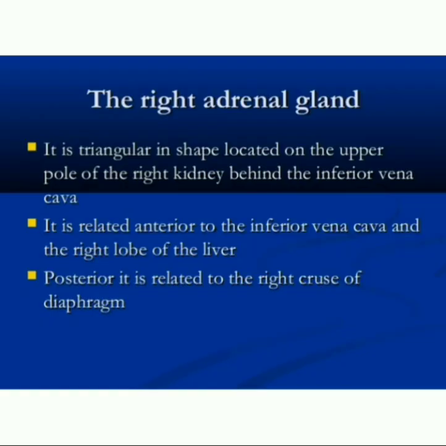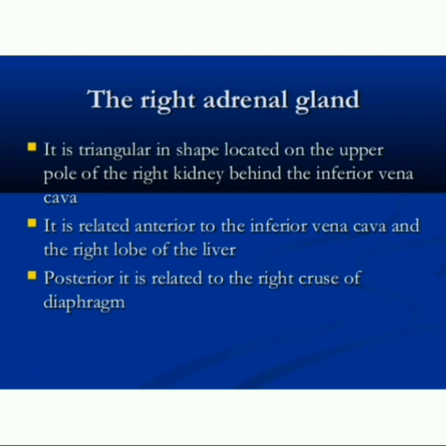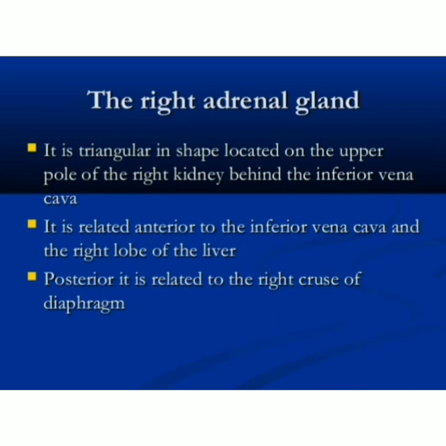Here it is related anteriorly to the inferior vena cava and the right lobe of the liver. And you can see there is the hepatic flexure, which means there is located the right lobe of the liver. Posteriorly it is related to the right crus of the diaphragm.